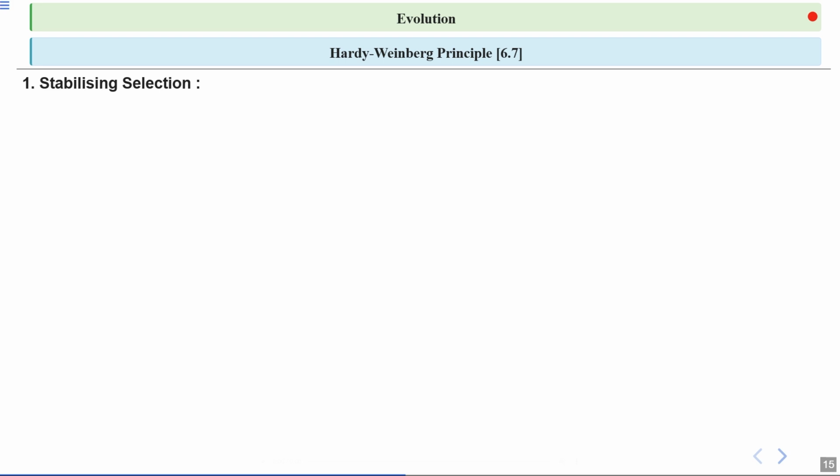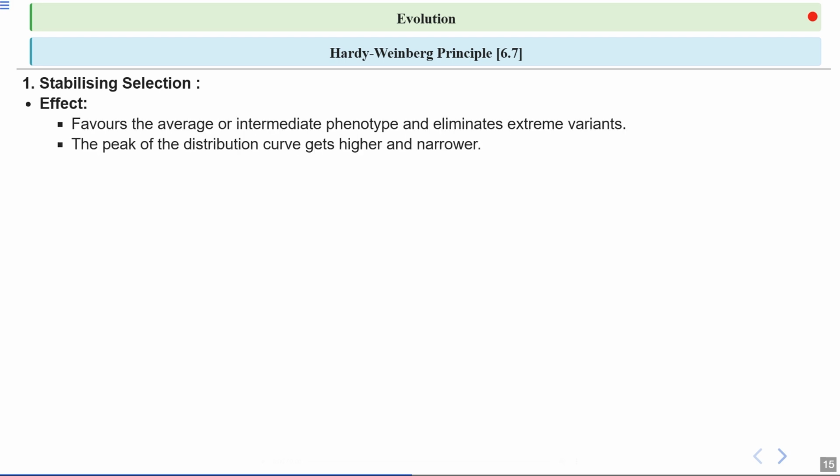So first is stabilizing selection. What is stabilizing selection? In stabilizing selection, the average or intermediate phenotype is being selected and the extreme variants are eliminated. The peak of the distribution curve gets higher and narrower because the intermediate phenotype is being selected and extreme phenotypes or variants are eliminated.